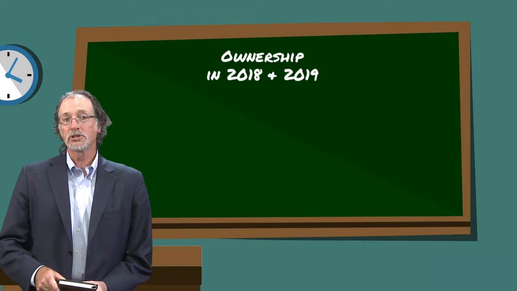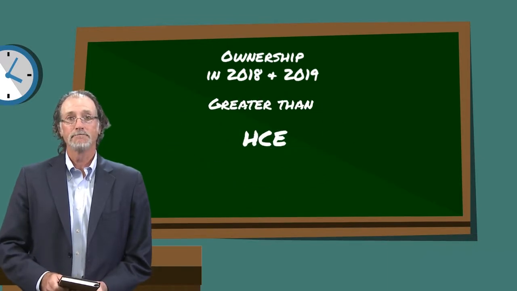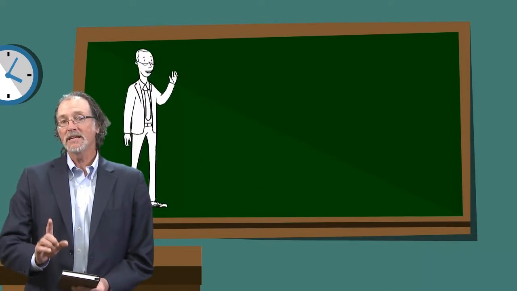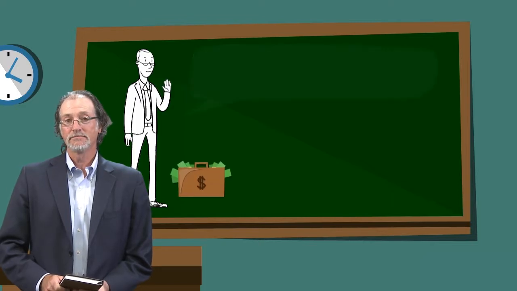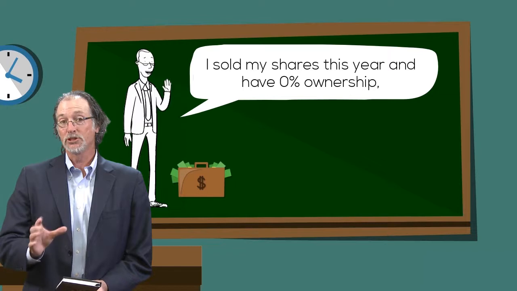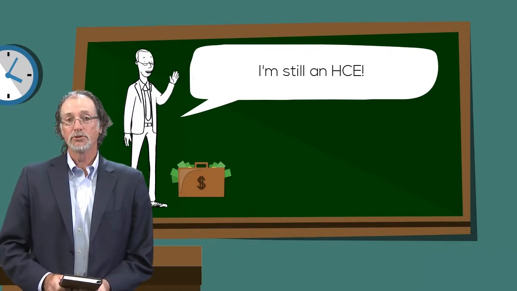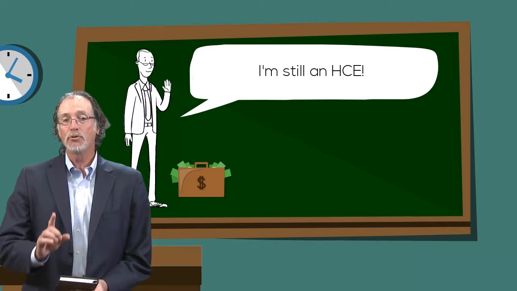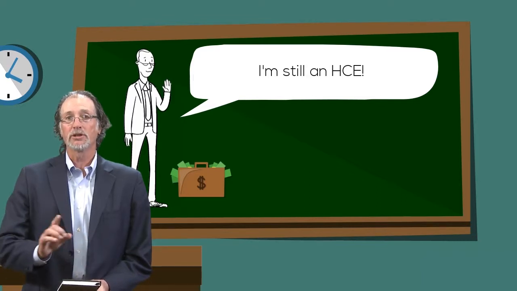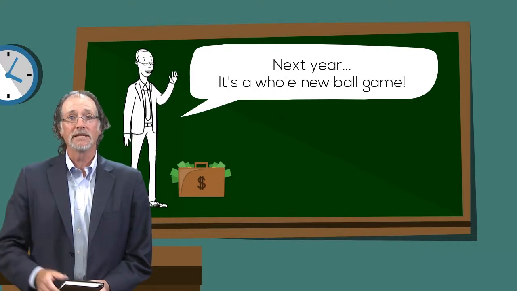If any eligible participant is a greater than 5% owner, again greater, not 5%, is greater than a 5% owner, they're considered an HCE. If that individual sold their shares of securities in 2019, and now there is 0% ownership, they will still be considered an HCE for 2019 because it is at any point in time in the last year or this year. In the following year, then it's a whole new ballgame and they go to the compensation test.